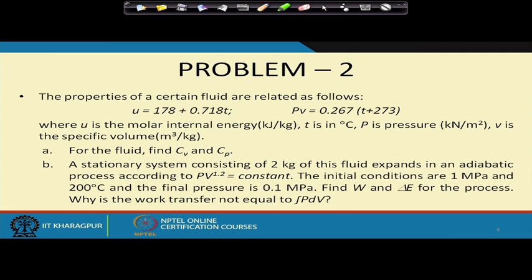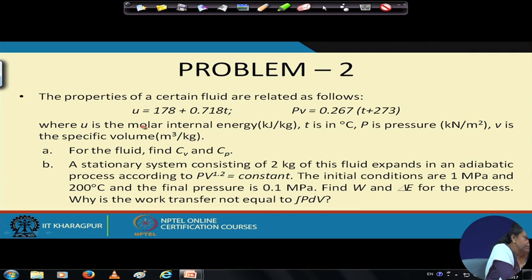Now, let us go to the second problem. What is the second problem? We have expressed internal energy, or rather to be more specific, it's wrongly written, it should be the specific internal energy. I am sorry about it.